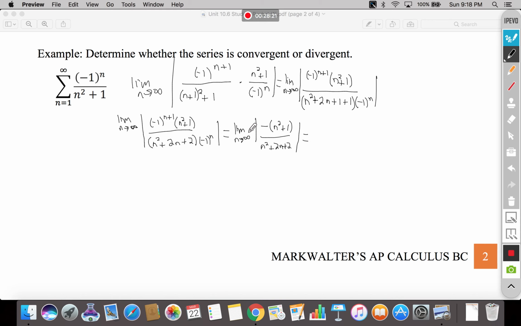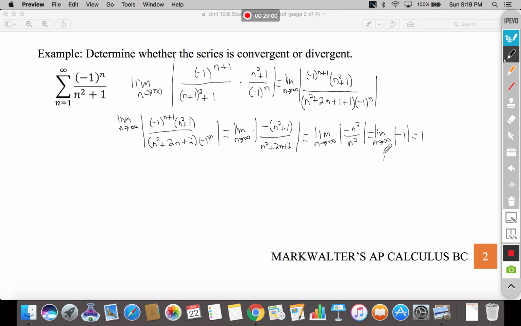Okay. So what goes on as n approaches infinity? Well, n squared and the negative will win up here, so I get negative n squared. The n squared will win down here. I end up with the limit as n approaches infinity of the absolute value of negative n squared over n squared, which is the limit as n approaches infinity of negative 1, which is 1. So what does that mean? Well, this is our inconclusive result for the ratio test. The ratio test is inconclusive at this point.